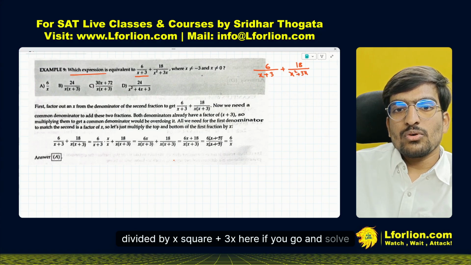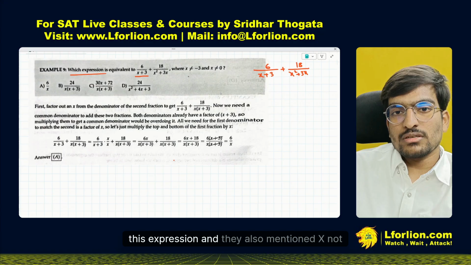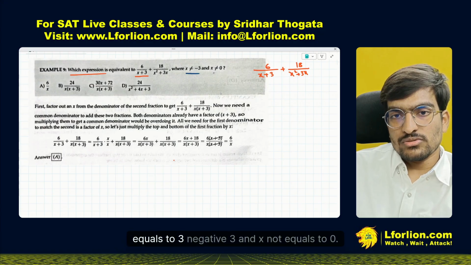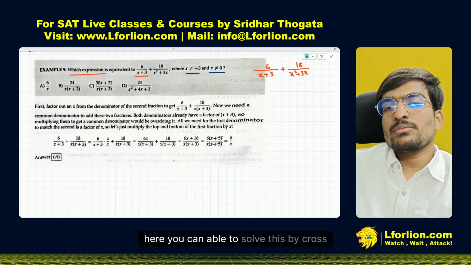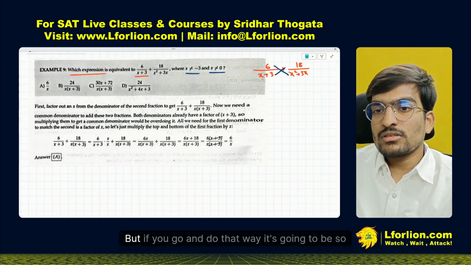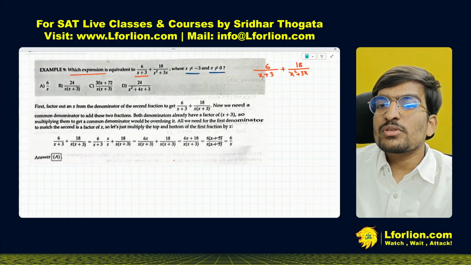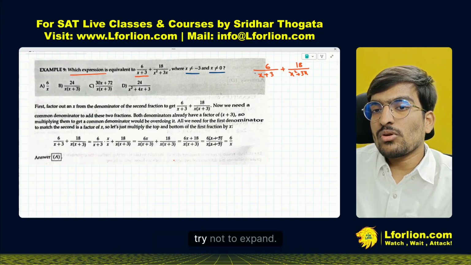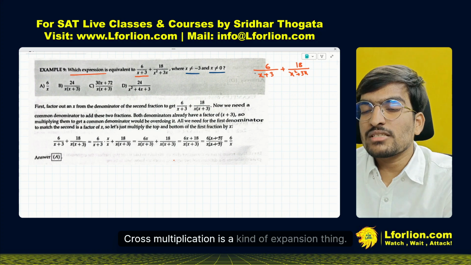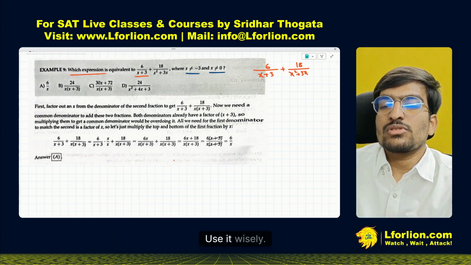Here, if you go and solve this expression, and they also mentioned x not equal to 3, negative 3, and x not equal to 0, fine. Here you can solve this by cross multiplication, but if you do it that way, it's going to be so lengthy, not quick. So first of all, whenever you are trying to solve, try not to expand. Cross multiplication is a kind of expansion thing. Use it wisely.